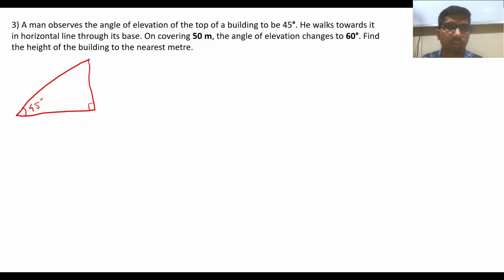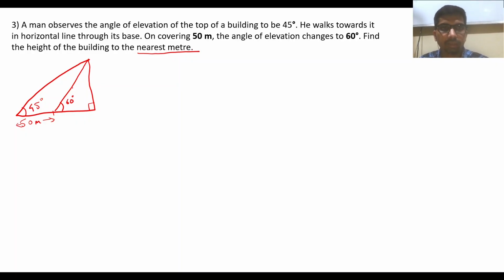He's walking towards it. So obviously, the angle of elevation will increase. On covering 50 meters, he has covered 50 meters from the starting point. This is 50 meters. तो यहाँ पे the elevation will become 60 degree, sorry. So find the height of the building to nearest meter. तो ये height कितना है अब तो नहीं पता. And they are asking to nearest meter. So either we have to round up or round down.